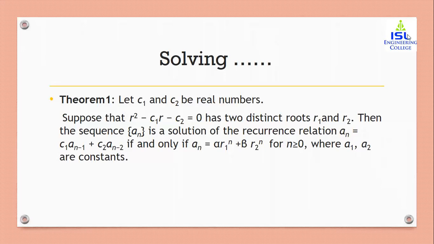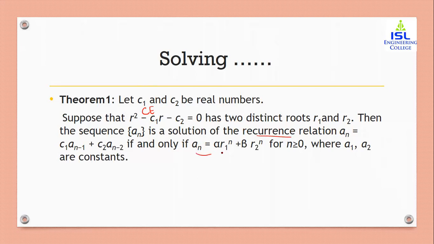Let's look at the theorem a bit more clearly. C1 and C2 are real numbers, and we have the characteristic equation r square minus C1 r minus C2 is equal to 0, where the roots are r1 and r2. Then the sequence an is the solution of the recurrence relation an is equal to C1 an minus 1 plus C2 an minus 2. So this is the recurrence relation that is defined.